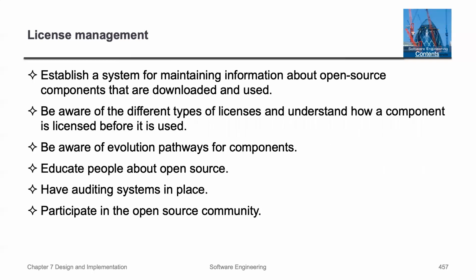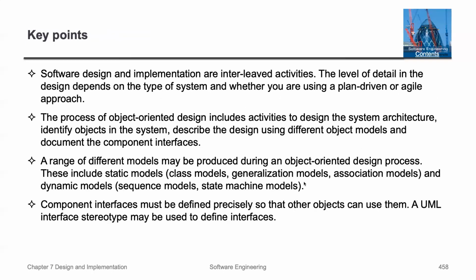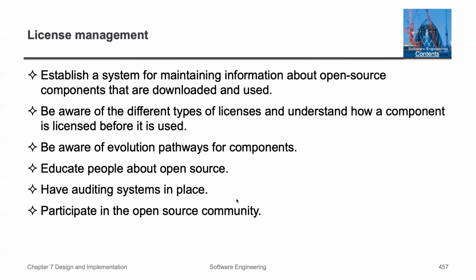In terms of license management, you want to establish a system for maintaining information about open source components that are downloaded and used, be aware of the different types of licenses, and understand how a component is licensed before it is used. You want to be aware of evolution pathways for components. Educate people about the use of open source and have auditing systems in place. And it makes sense to participate in the open source community if you're leveraging what is available there.